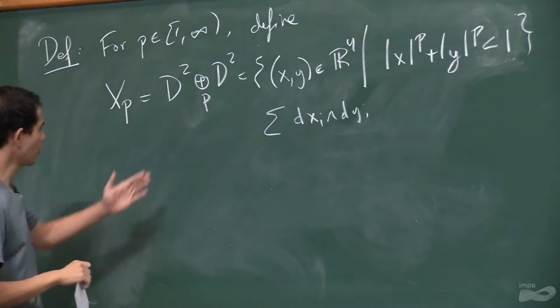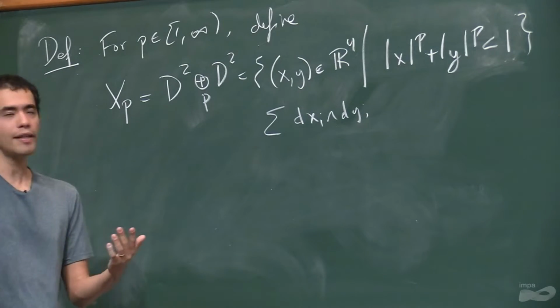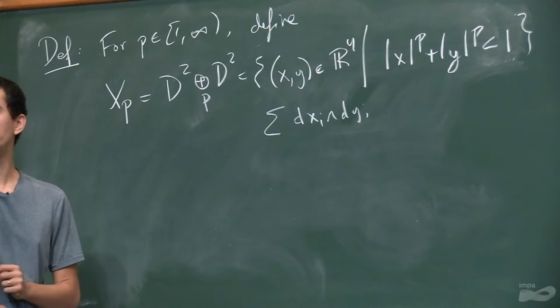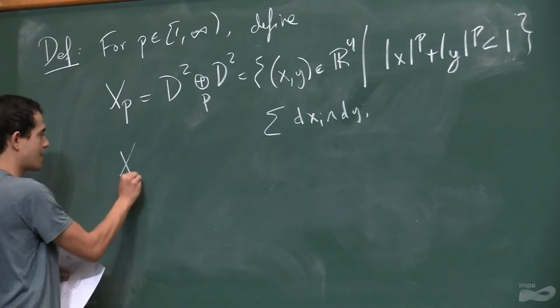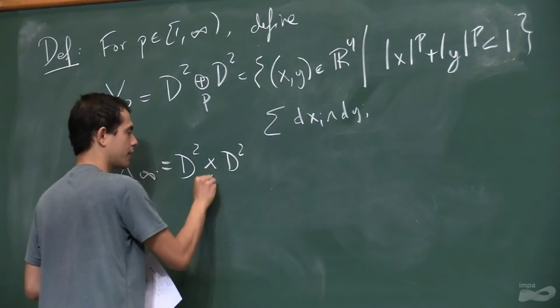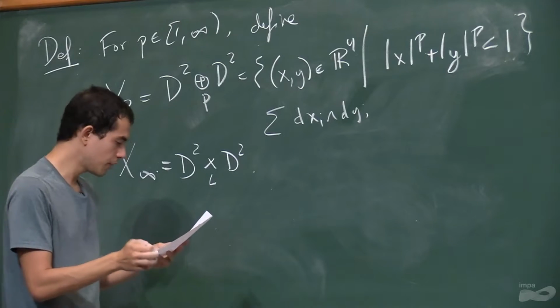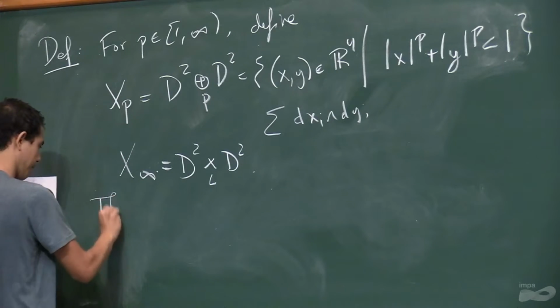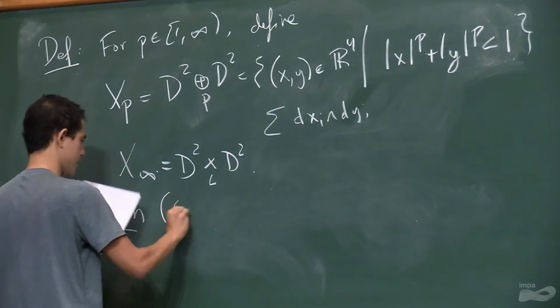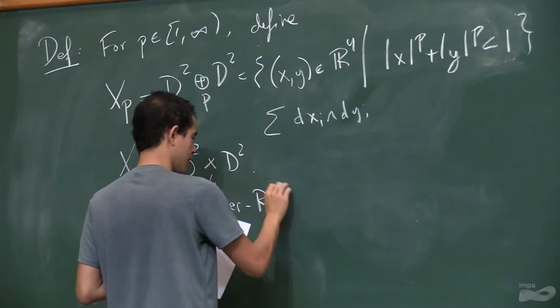Okay? So this is a deformation of the product. So if p goes to infinity, this guy converges to the product. So you can define X_infinity to just be the product, the Lagrangian product. Okay? So I can tell you what the theorem is. So this is Ostrover and myself, 2019.